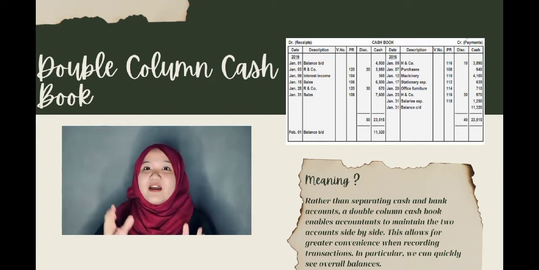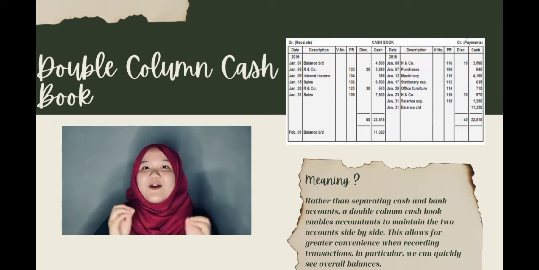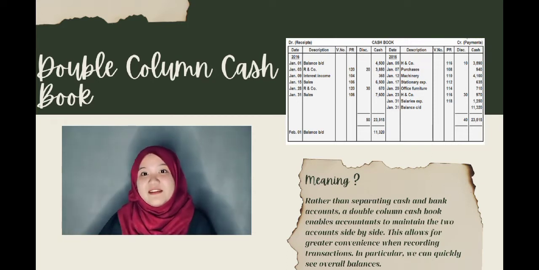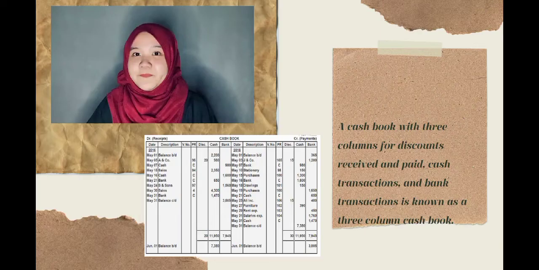The advantages of a double column cash book compared to single column cash books: its convenience, as cash and bank accounts are kept side by side in one place, and it is cost and time effective because no separate bank account needs to be maintained. As for the format, the format of a double column cash book is similar to a single column cash book. The exception is that an additional column is included on both sides to record cash discount.